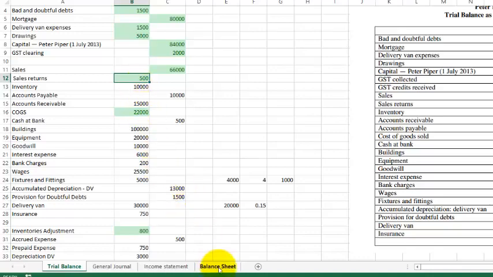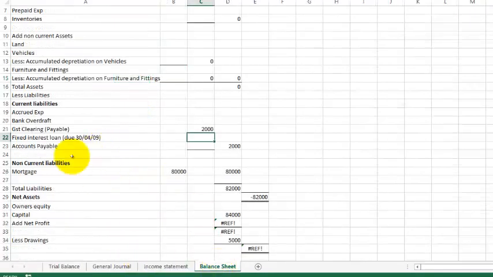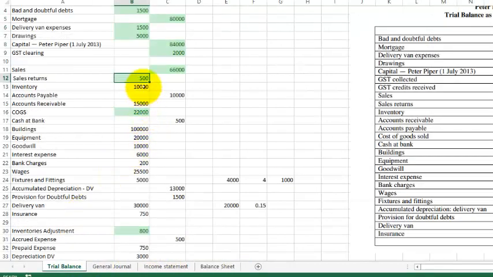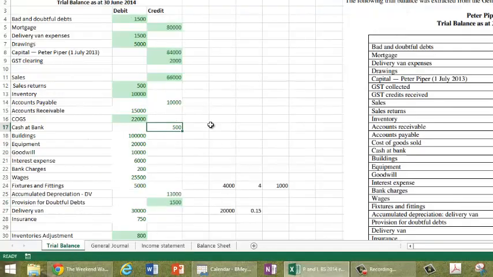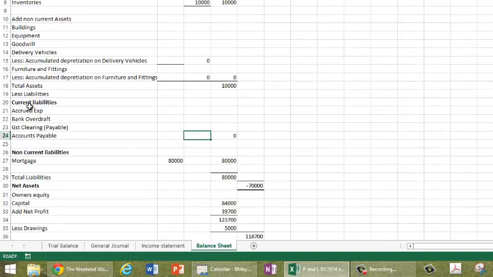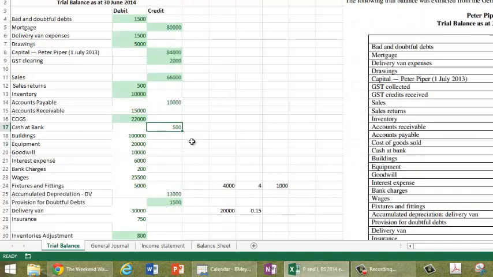Inventory is a current asset, which is up here, $10,000. So I've got that one. Okay, let's keep going. Accounts payable is a current liability that goes in the balance sheet. Over here, accounts payable, $10,000. I've got that one ticked off.